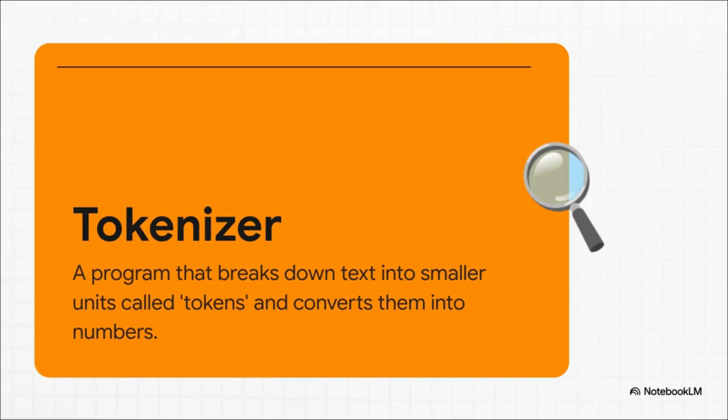So what is this thing, really? You can think of a tokenizer as a highly specialized dictionary. It takes a sentence, chops it up into smaller, predictable pieces called tokens. These could be words, or even just parts of words or punctuation, and then it converts each of those little tokens into a unique number that the AI can actually work with.